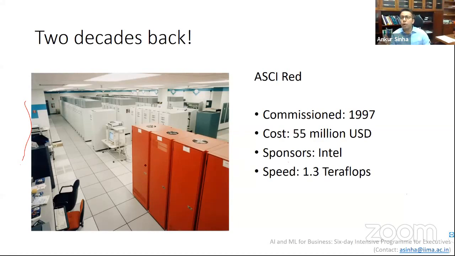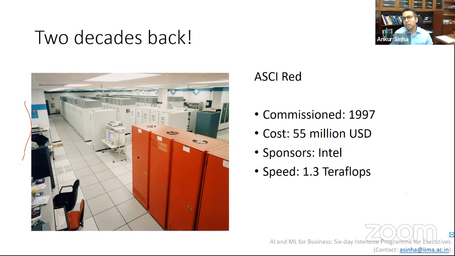So if I give you a problem, what is 2 plus 2? And you tell me that 2 plus 2 is equal to 4. You took 1 second to solve this problem. This computer could do 1.3 trillion such computations, right? And the cost of this machine, of course, back in 1997 was 55 million US dollars.